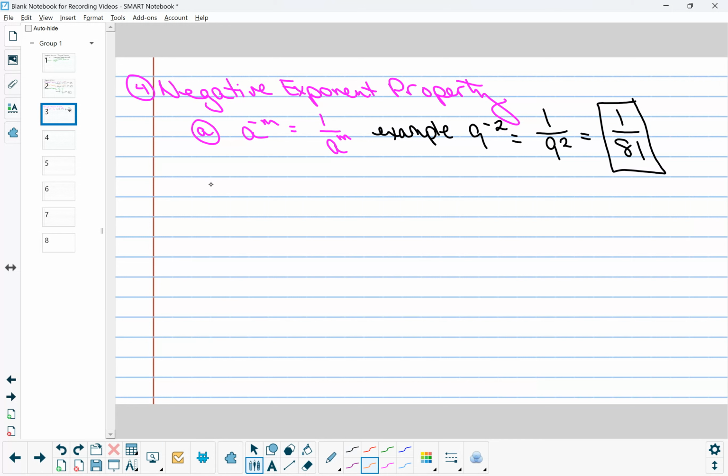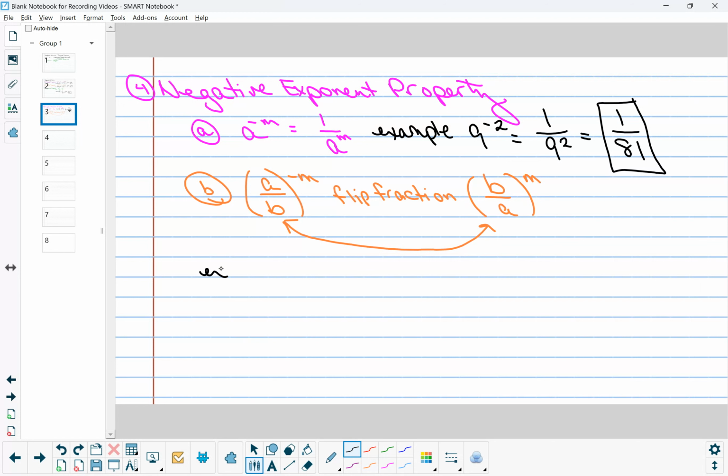Sometimes you're going to be given a fraction, and that whole fraction will be raised to a negative exponent. Well, if that happens, I want you to flip the fraction, the whole thing. Okay, so this is now going to be B over A. So this part gets flipped. Right? And now the M is going to be positive. Okay, so here's how an example of this would look.